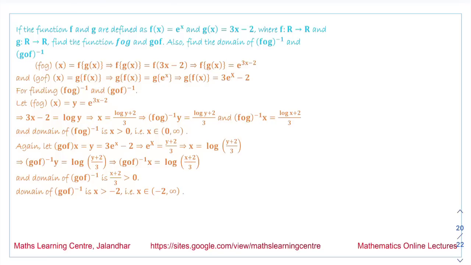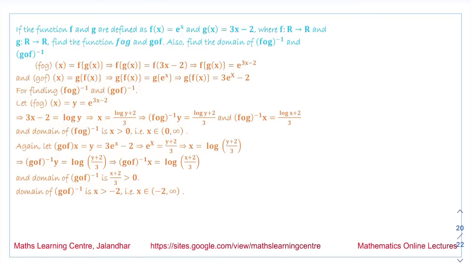Now the next question we have is, if functions f and g are defined as f(x) is equal to e raised to the power x and g(x) is equal to 3x minus 2, where f and g are defined from R to R, find the functions GOF and FOG. Also find the domain of FOG inverse and GOF inverse.